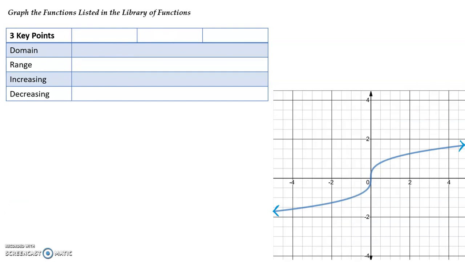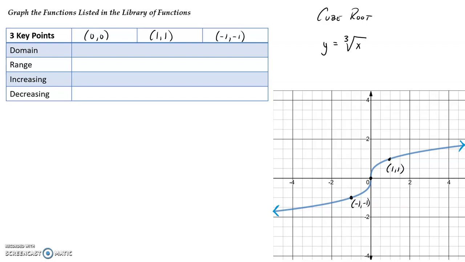Our next graph is the cube root function. So we've got the equation y equals the cube root of x. If we take a look at 3 key points on this graph, we're going to be working with the point 0, 0. We have the point 1, 1. And we also have the point negative 1, negative 1. Those will be the 3 key points on our parent function.